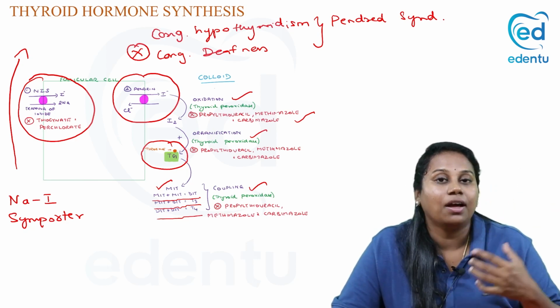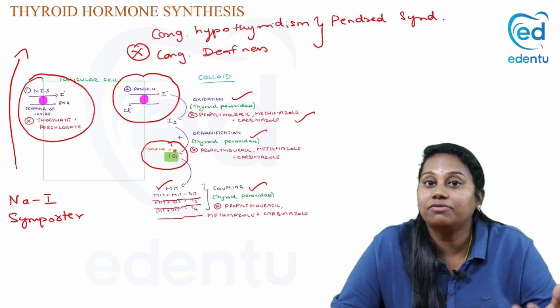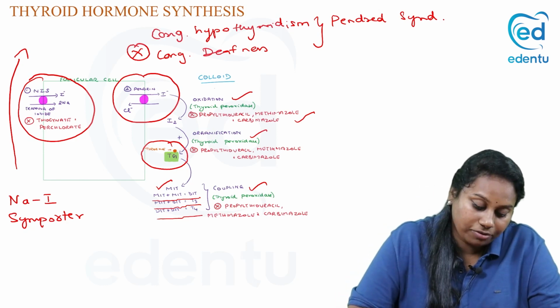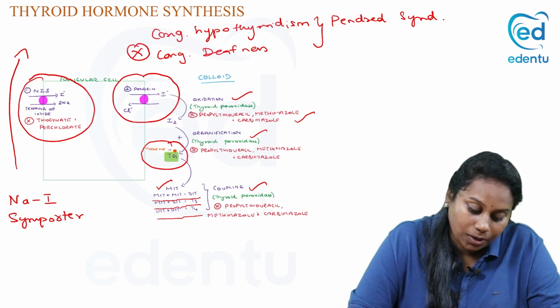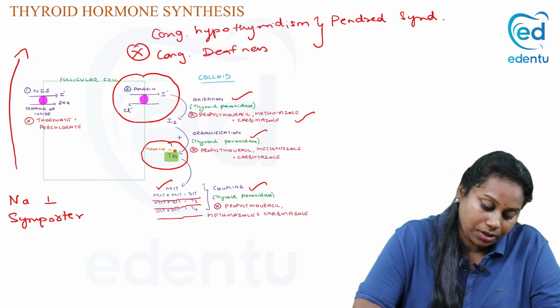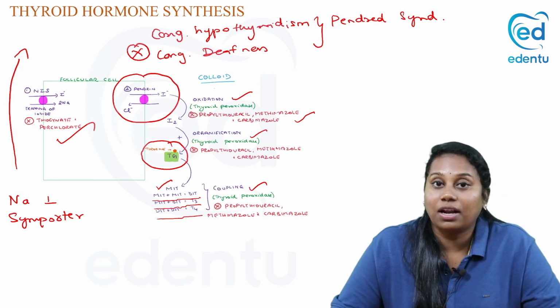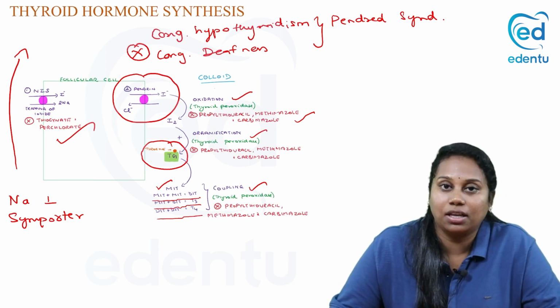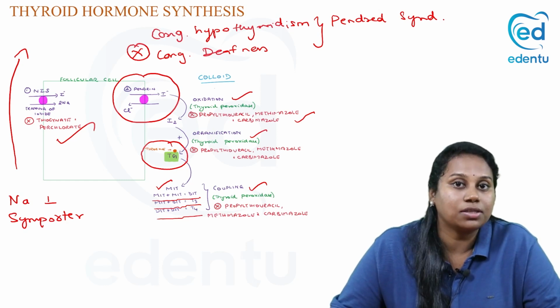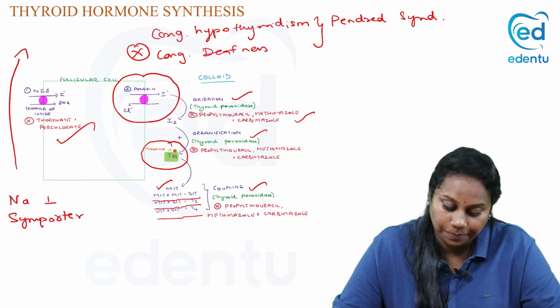What is the first step? Trapping of iodide itself is blocked. So blockers of NIS, which are thiocyanate and perchlorate. So thiocyanate and perchlorate block the trapping of iodide, the first step itself. Therefore, they can also be used in the treatment of hyperthyroidism.